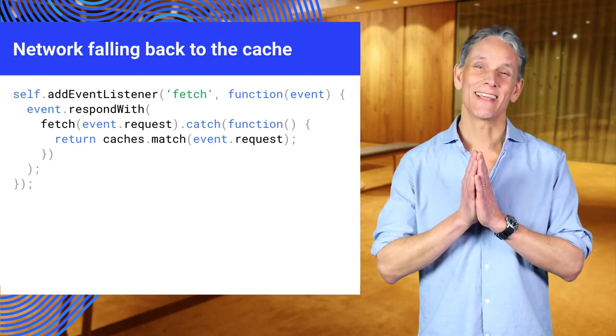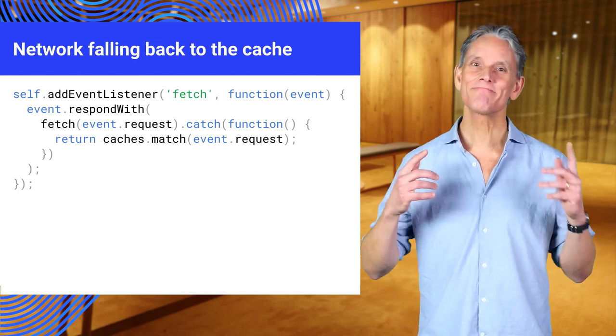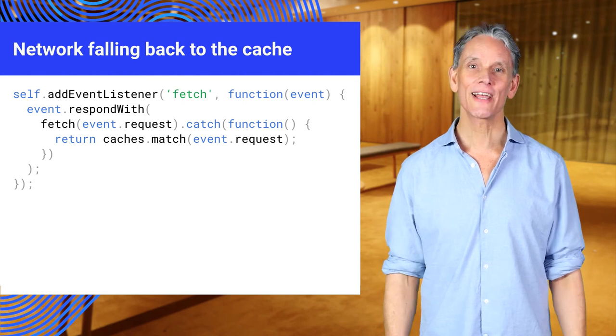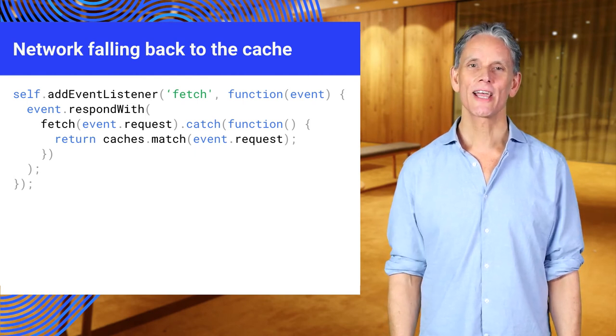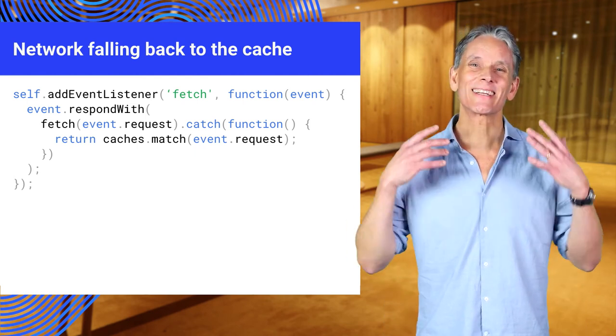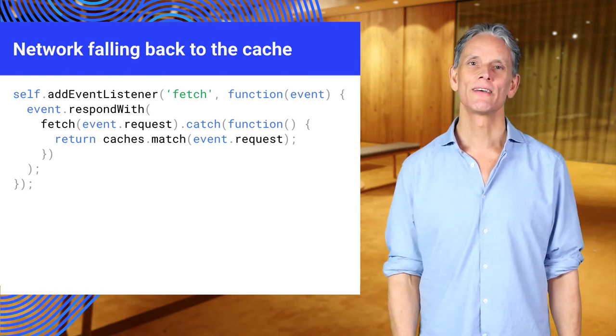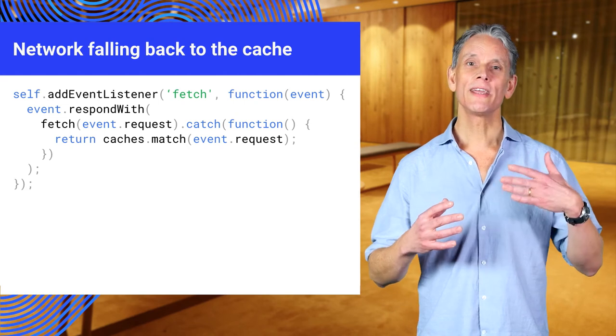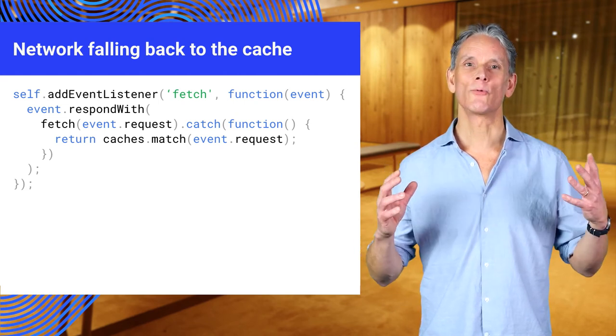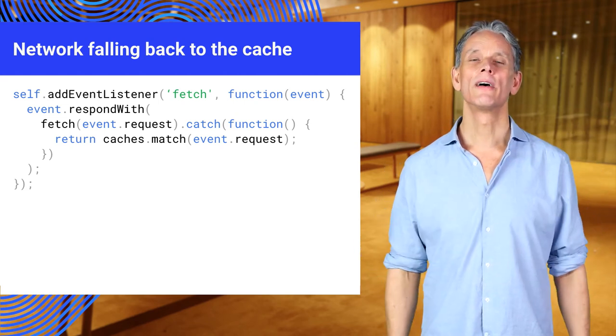If the user has an intermittent or slow connection, they'll have to wait for the network to fail before they get content from the cache. This can take an extremely long time and is a frustrating user experience. The approach we show here is called cache then network, and this is a better solution.